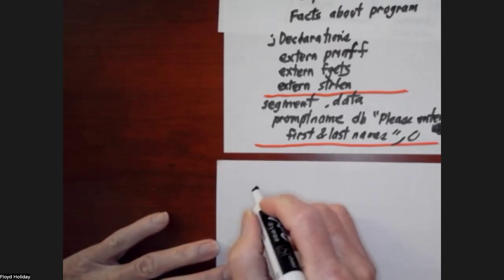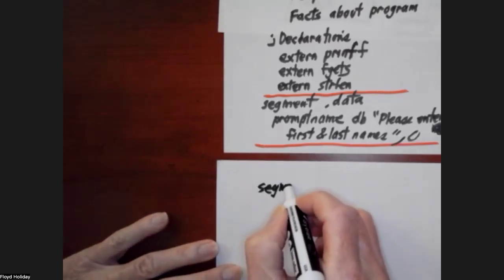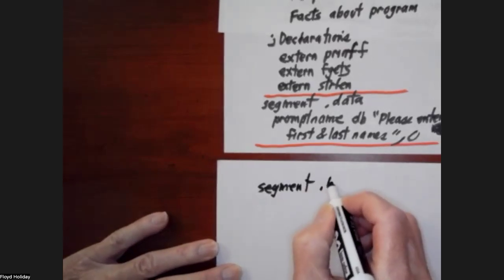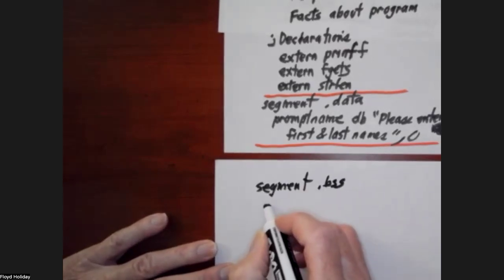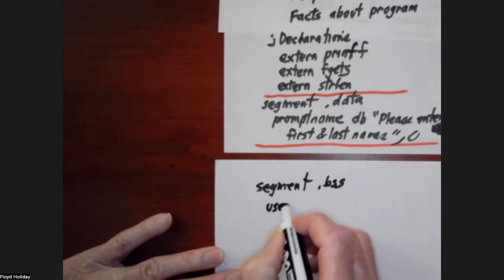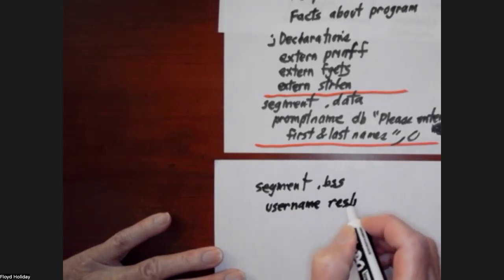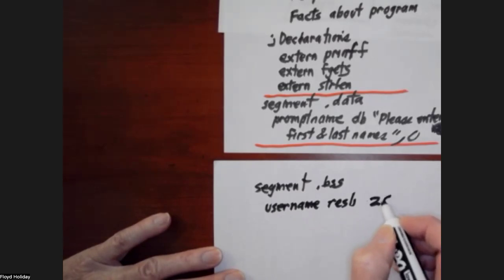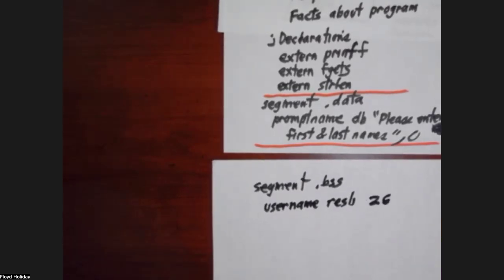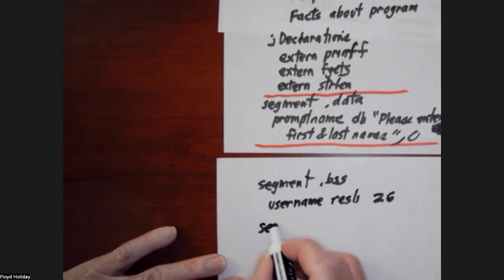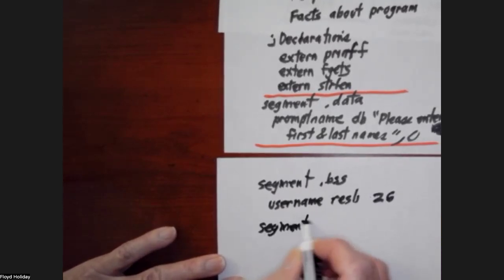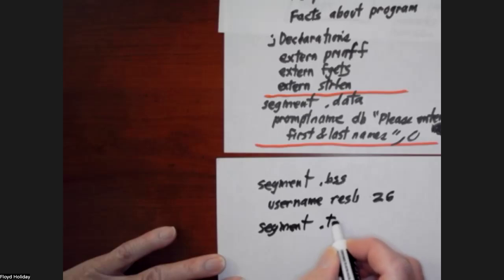And under that comes segment BSS and username RESB 26. So I'll put an array for the user's name to be stored in there later. These are arrays without data, without initial data. Okay. Segment TEXT.